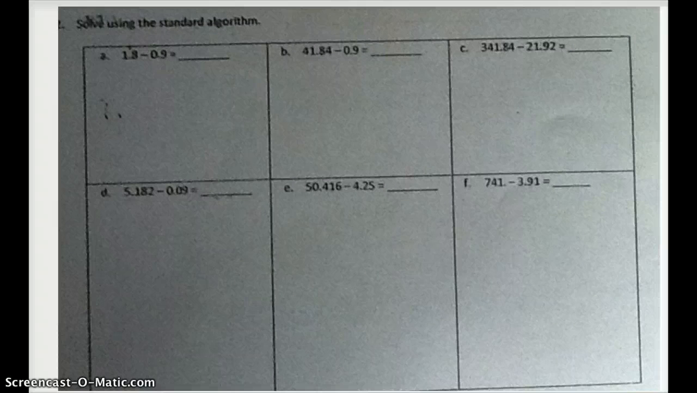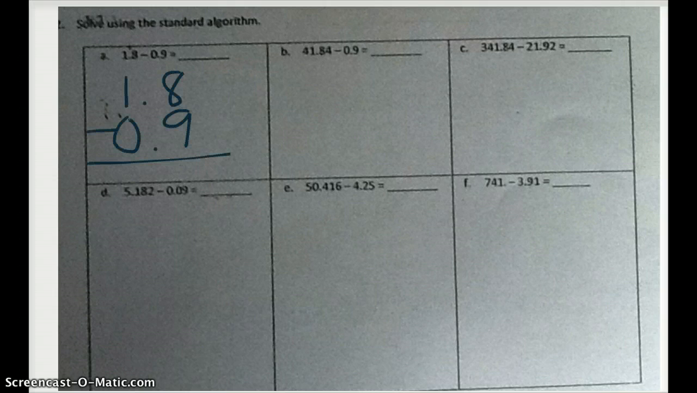For number 2, I want you to stack the decimals so that they are on top of each other so that you will not make a silly mistake. 1 8/10 minus 9/10, which would give us 9/10.